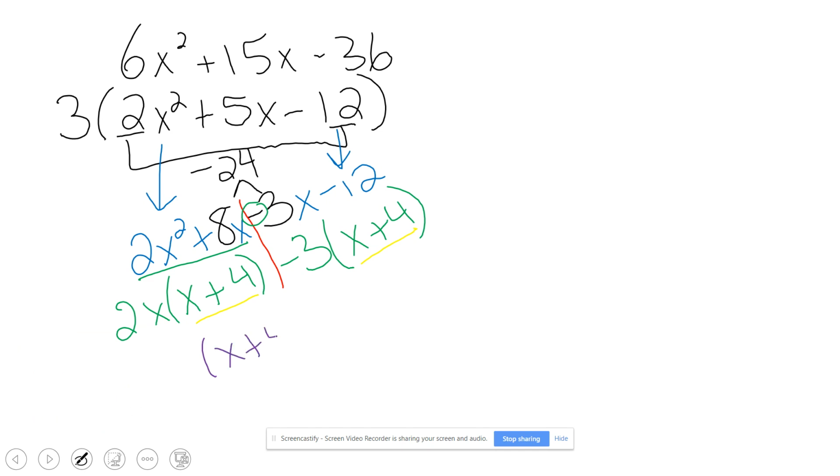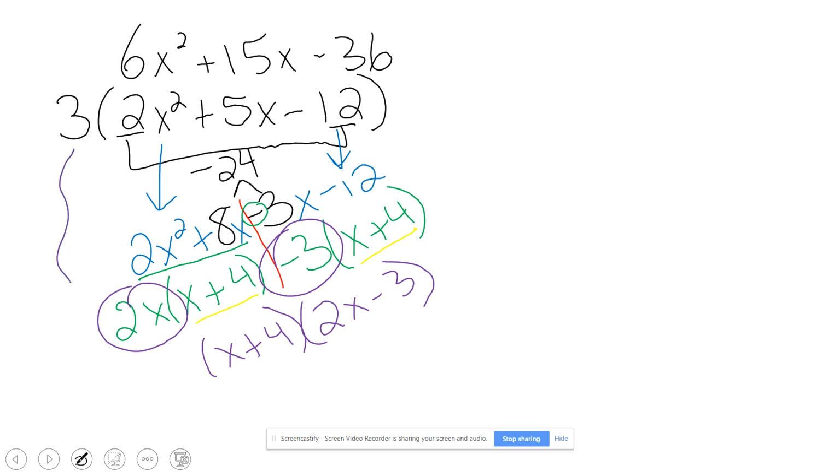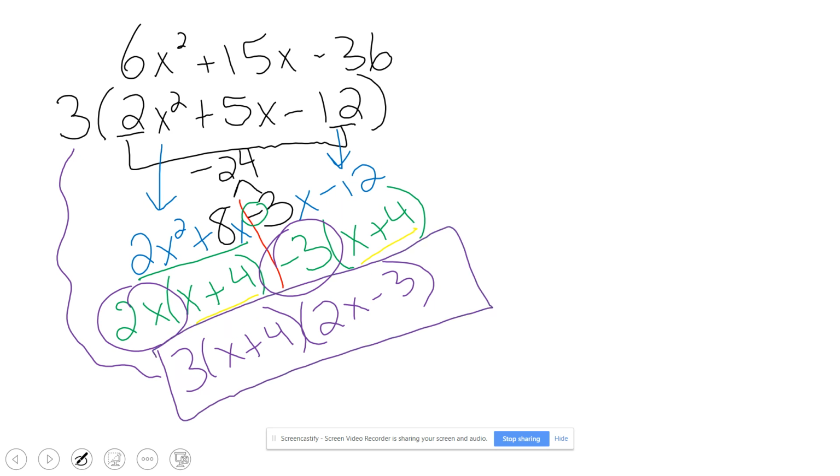And that x plus 4 is one of our answers. The 2x minus 3 that we pulled out is the other part of our answer. And then we can't ever forget to go back to the very beginning to whatever greatest common factor we pulled out and include that in our factored form.